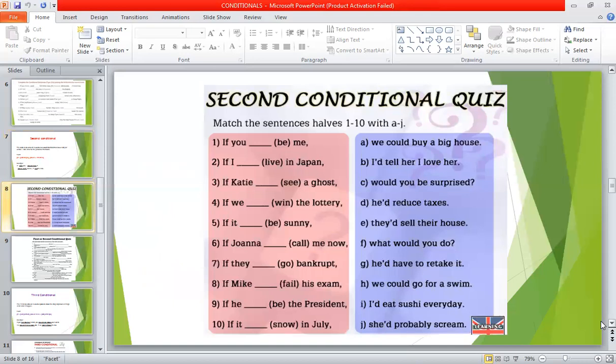Here's an exam again. This is an exercise or quiz about second conditional. If you be, here it must be were. If you were me, so the second part would be would plus infinitive. Okay.